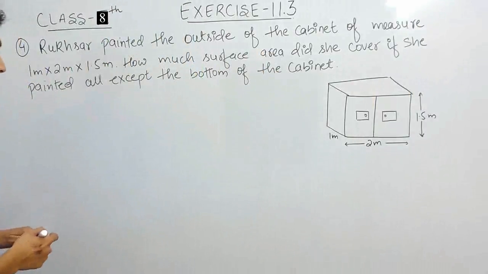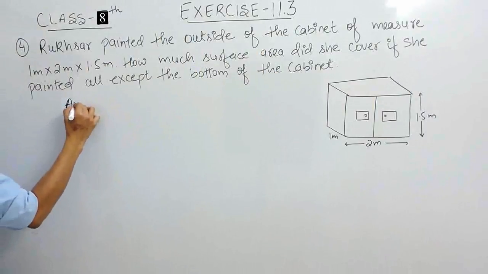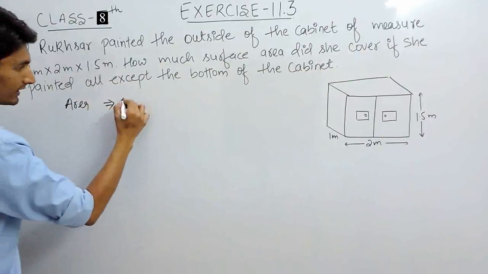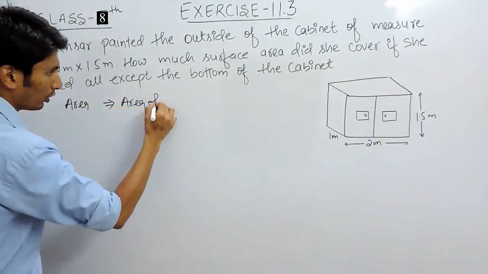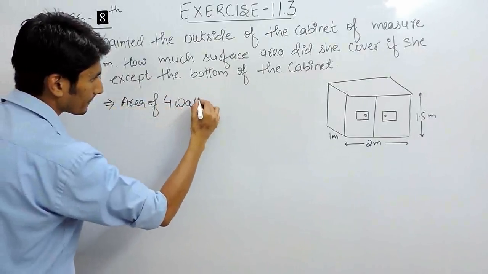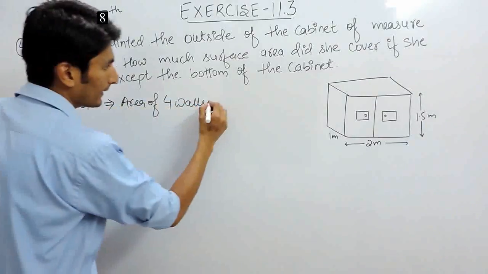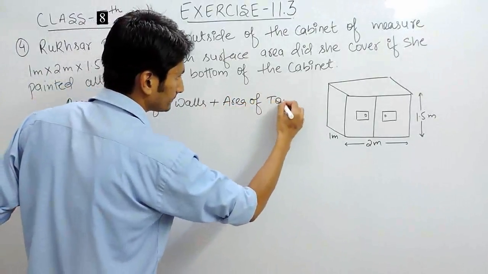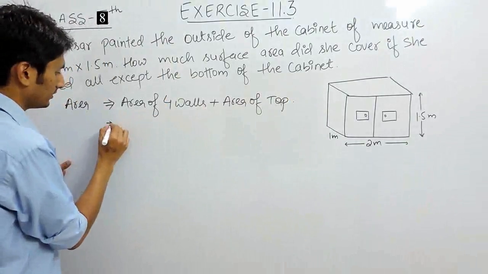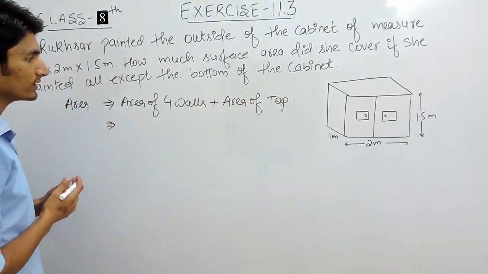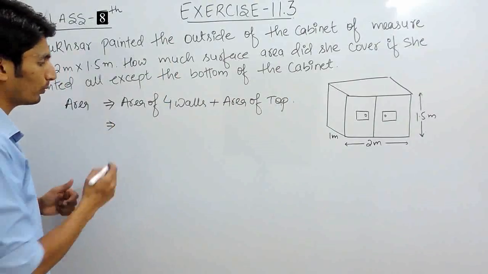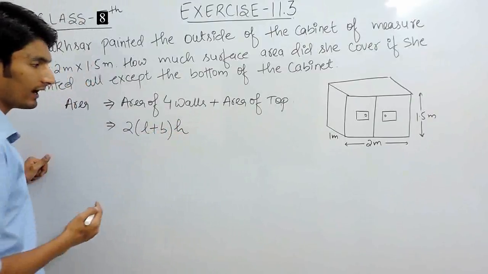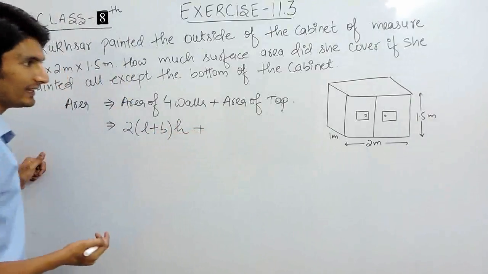So first of all, let's find the area she has covered. It should be equal to the area of four walls, because she has painted all the walls, plus the area of top. You know that the area of four walls, or you can say the lateral surface area of the cuboid, is 2 times (length plus breadth) multiplied by height, plus the area of the top.